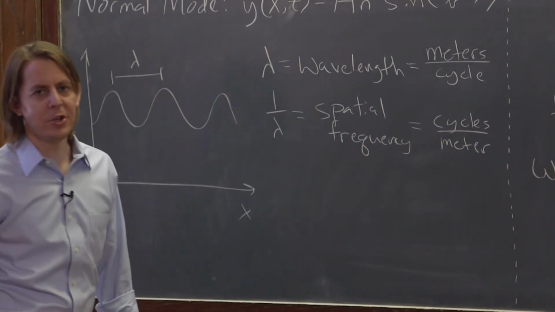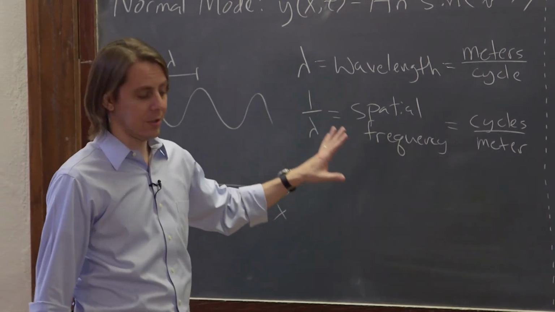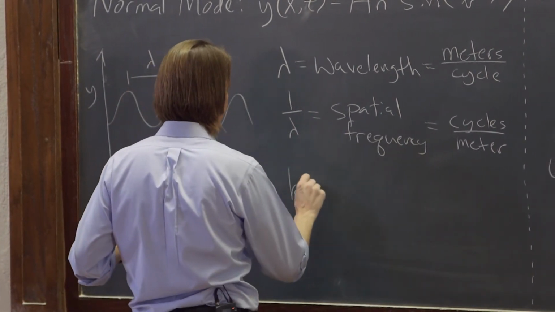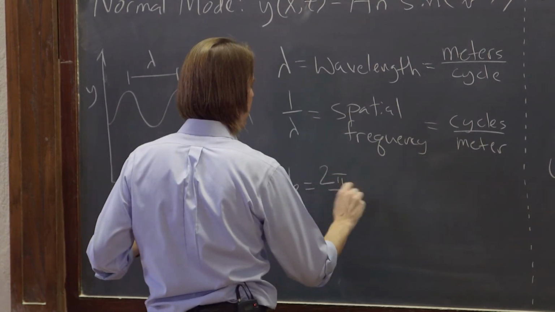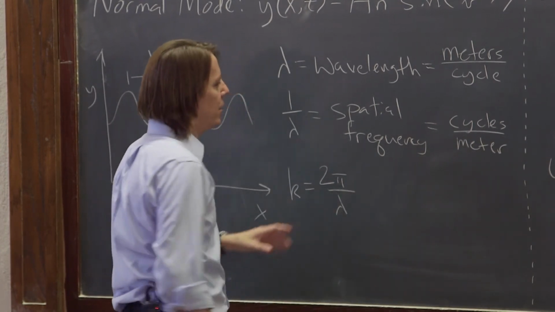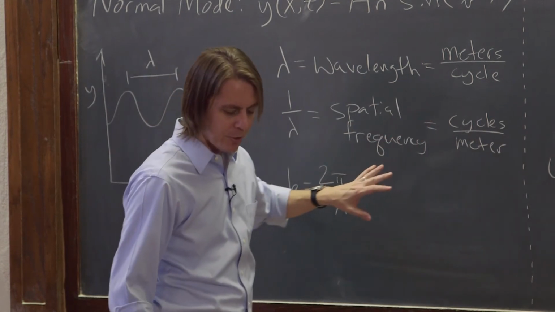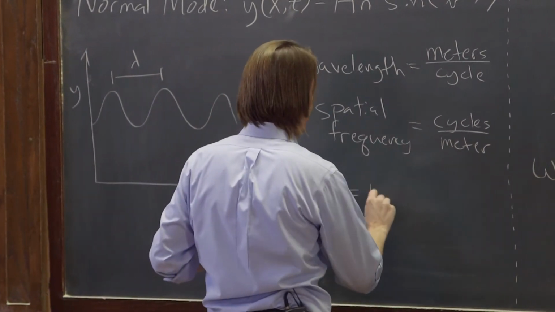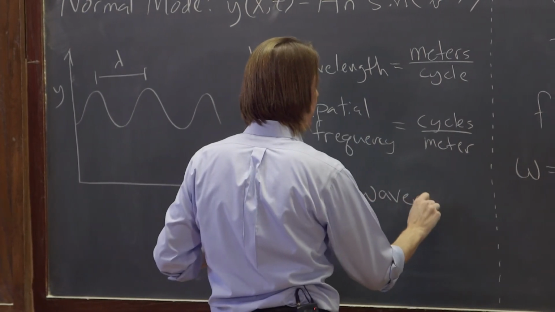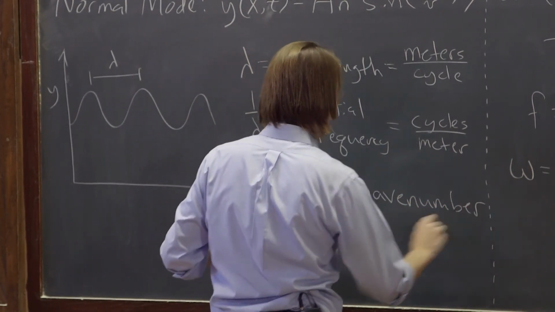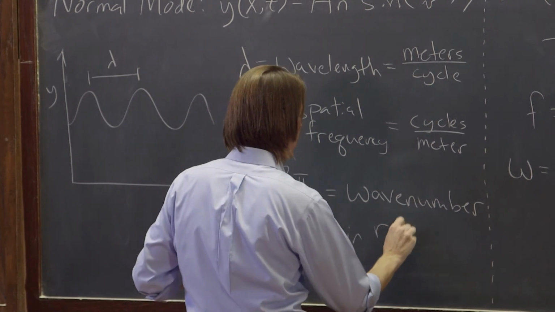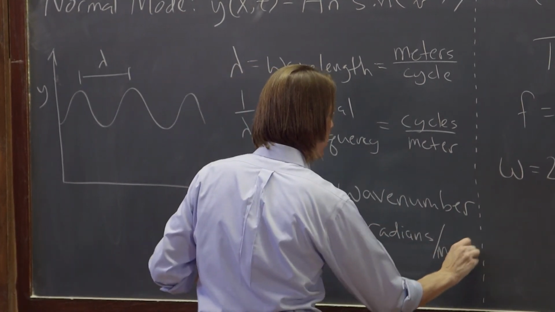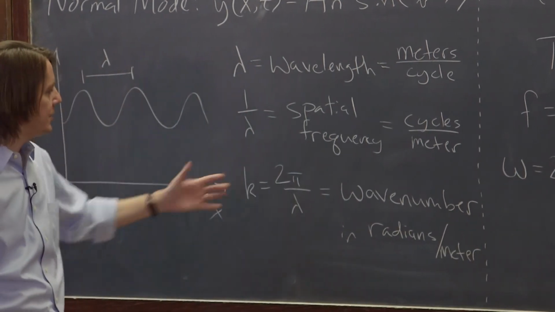What we do is jump straight to the radian version of this, and that is k. That's what I'm here to tell you about. k is 2 pi over lambda, because instead of cycles per meter, we care about radians per meter. Okay, so this has a special name, the wave number, in radians per meter. Okay, it's just 2 pi over lambda.